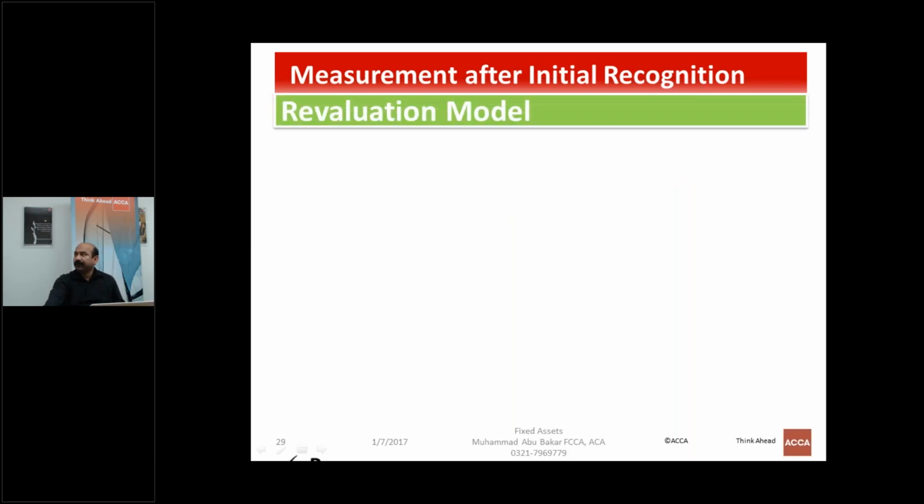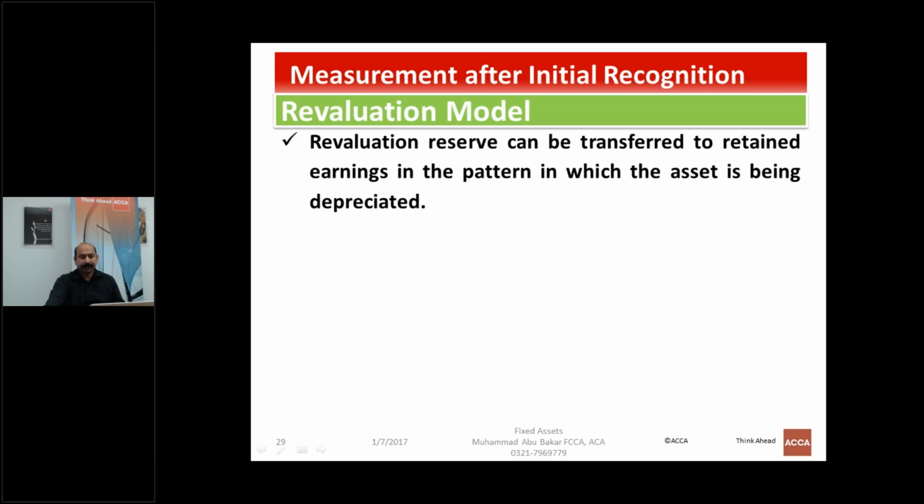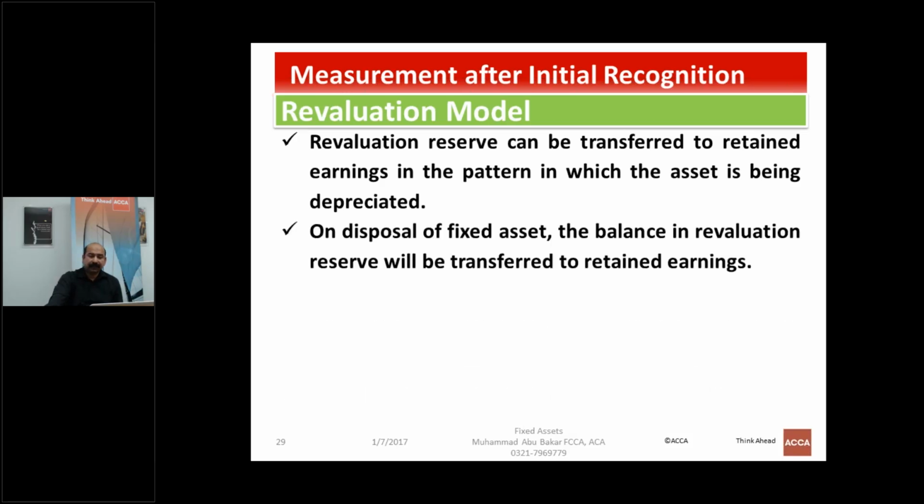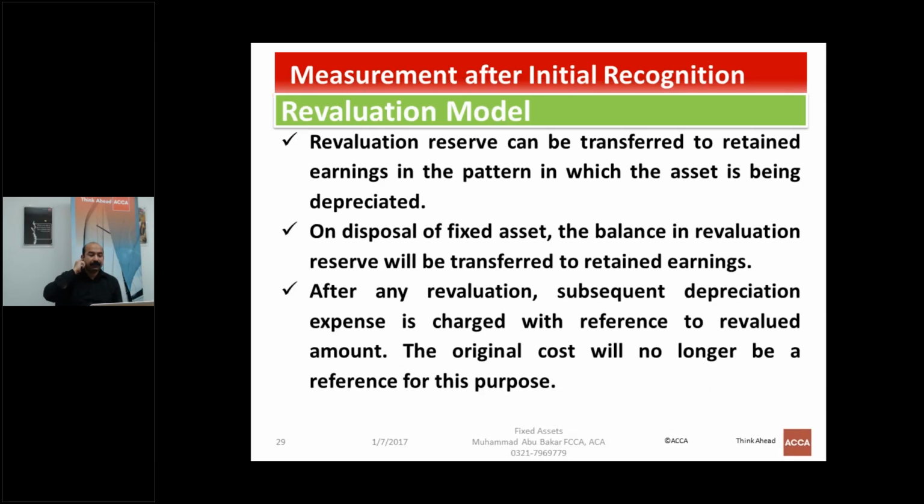Okay, revaluation model. Revaluation reserve can be transferred to retained earnings in the pattern in which the asset is being depreciated. Can be transferred means if you have a policy; the standard does not require it, the standard allows you to do this. On disposal of a fixed asset, the balance in revaluation reserve will be transferred to the retained earnings. After any revaluation, subsequent depreciation expense is charged with reference to the revalued amount. The original cost will no longer be a reference for this purpose.